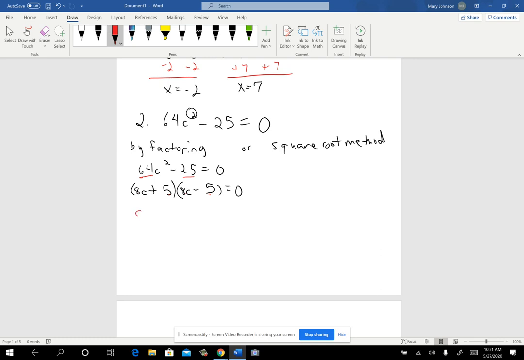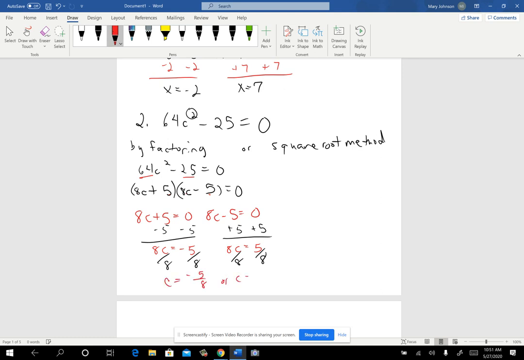Okay, so I'm going to set those equal to 0. And then I have two linear equations. I'm just going to finish solving. On one of them, I'm going to subtract 5 from both sides. On the other, I'm going to add. So on one of them, I have 8c equals negative 5. On the other, 8c equals positive 5. Then I'm going to divide by 8, and I'm going to wind up with c equaling either negative 5/8 or c equaling positive 5/8. So I get those two solutions.